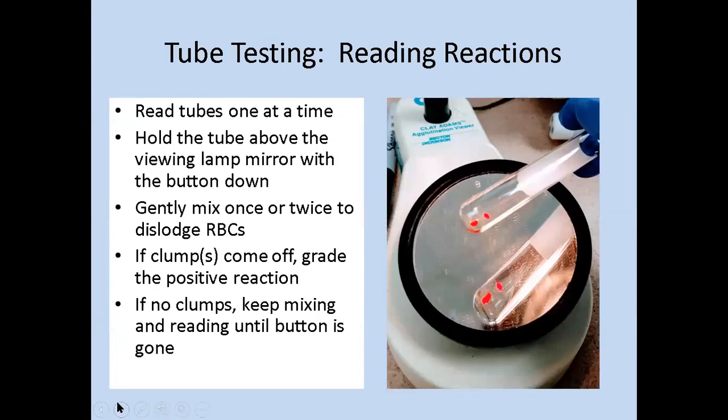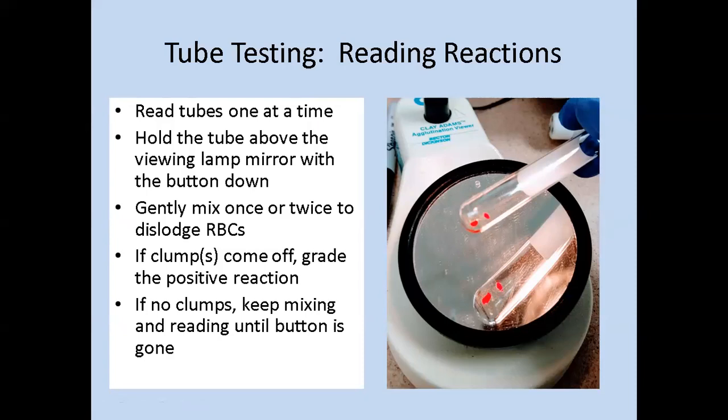So when we're reading the reactions, we have special lamps that we use in blood banks. So this is actually a lamp that has a mirror on the bottom. And we want to read 1 tube at a time. Okay, this is only 1 tube. And so when you pick up the tube from the test tube rack, you want to have the button of the cells facing in your mirror so that you can see it magnified when you go to read it. Okay, and you're just going to gently mix it once or twice, and then look in your mirror to see what happens. And so we can see here how there are 2 big clumps of red cells that are present in this one, and that's going to be important for us to grade our reaction.